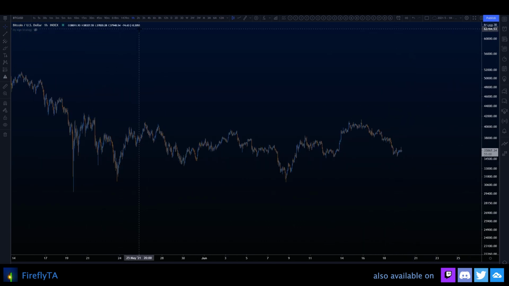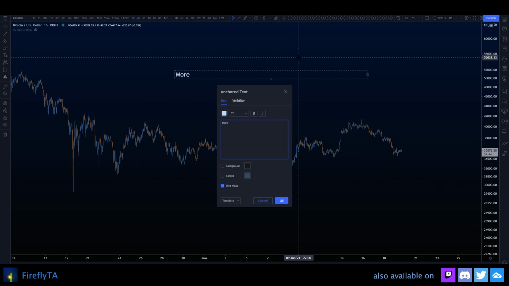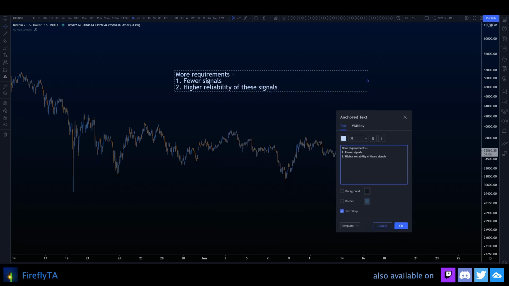Maybe just one thing I want to mention is the more indicators and requirements you include in your strategy, the fewer signals you get. So more requirements means fewer signals, of course, because more things have to coincide, have to match with each other to actually produce a signal. So you get fewer signals, but when you're doing it right, you have a higher reliability of these signals. So what you want to do is get to a trade-off between the amount of signals and the reliability of these signals.